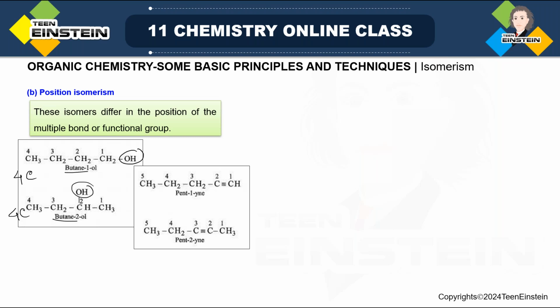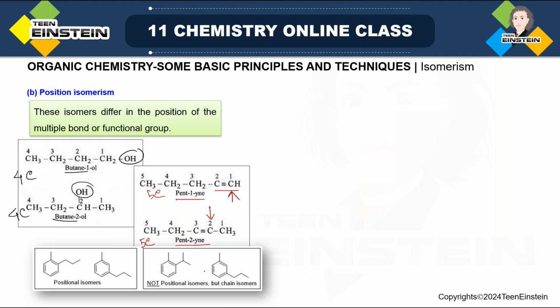Another example. Now this example contains a multiple bond, no functional group. Pent-1-yne, pent-2-yne. So in the main chain, it is always 5 carbons, whether you consider the first molecule or the second molecule. But here the position of the triple bond is at 1. Here it is starting from 2. So the position of the triple bond is different. Pent-1-yne and pent-2-yne. So these are the examples. One example with a functional group, one example with a multiple bond, the triple bond.